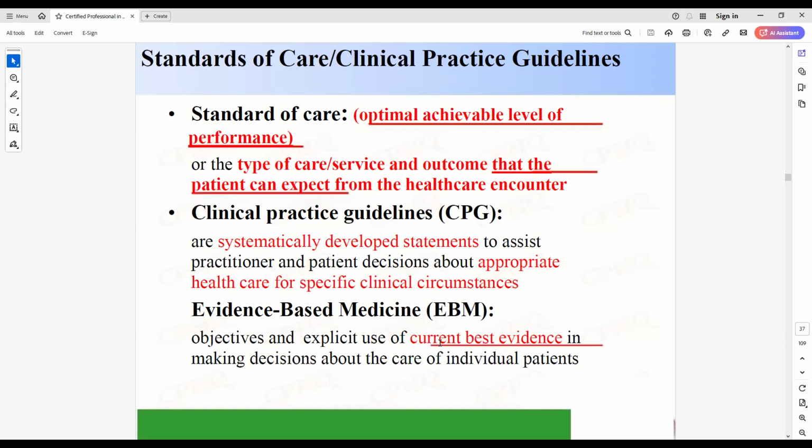Okay. The standard of care or clinical practice guidelines, they are also part of quality improvement examples. So the standard of care is the optimal achievable level of performance, which is the type of care or services and outcome that the patient can expect from the healthcare encounter. And then we use clinical practice guidelines to actually reflect the standard of care that we want to be followed in a certain organization. So let me ask you a question. Do you think the clinical practice guidelines should be the same in all the hospitals?